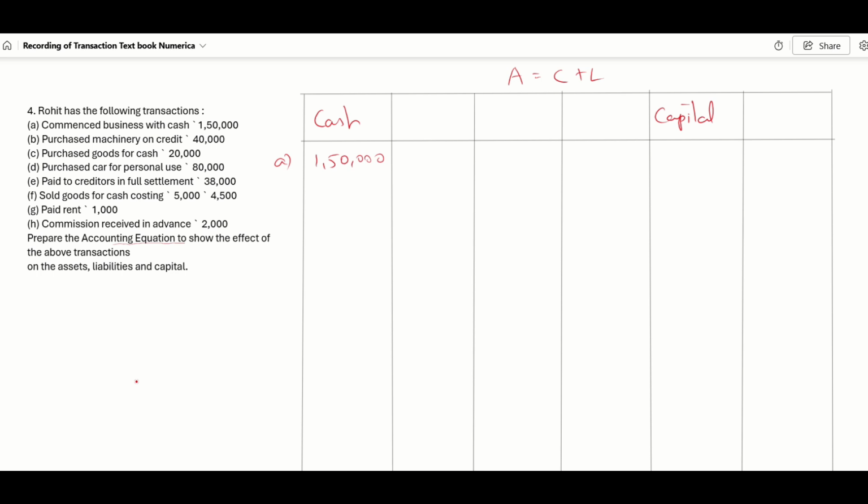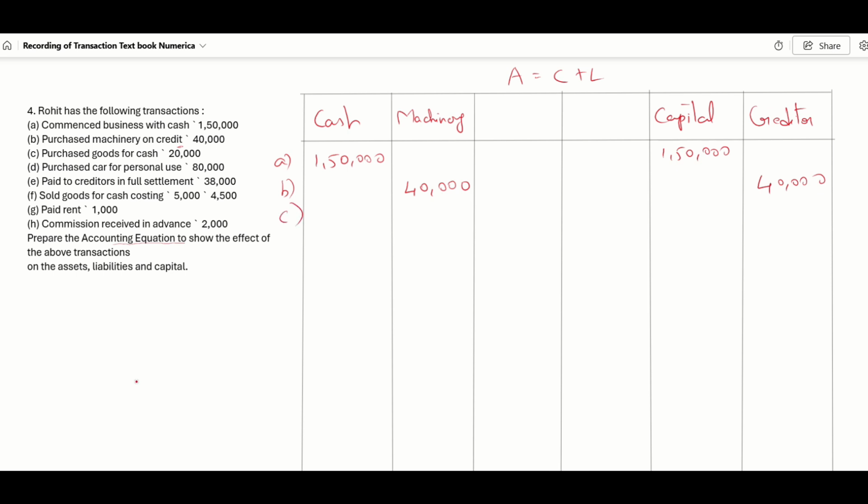Next, purchased machinery on credit 40,000. It's a credit purchase. So what is coming in? Machinery for 40,000. Since it is a credit purchase, we are supposed to pay later. Okay, then there will be a creditor account. Okay, so that will also stand at 40,000. Sorry, I'm just writing 1,50,000 here. Okay, so first transaction 1,50,000 both the sides. Second transaction, machinery asset on one side and creditor is a liability on the other side. So as of now the equation is balanced.